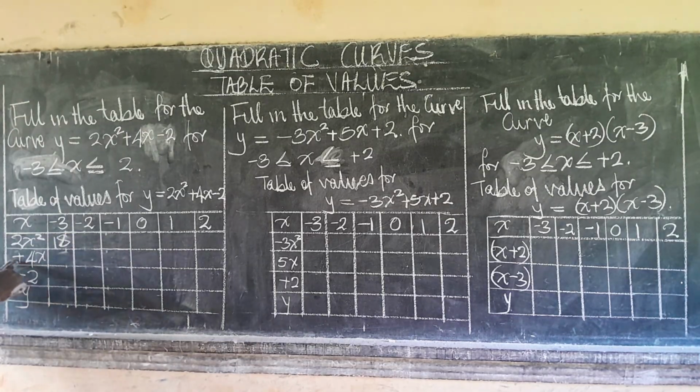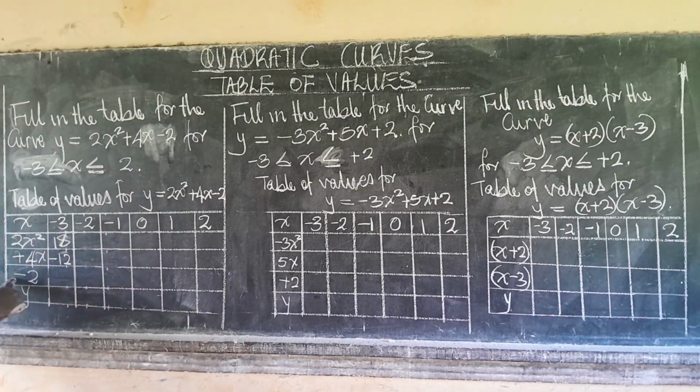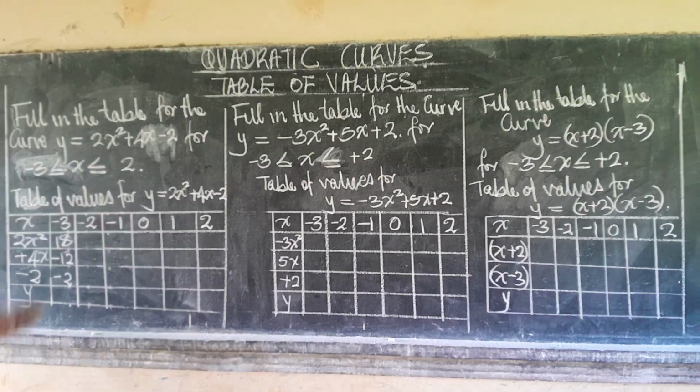Then here we come to positive 4x, which is the same as positive 4 times x. But for our case, this x is negative 3. Therefore, we have positive 4 times negative 3, we get negative 12. You write negative 12 there. Then this negative 2 is constant, it doesn't change.